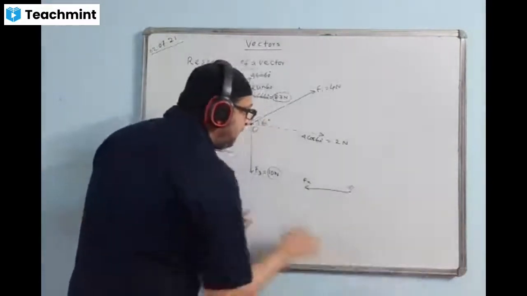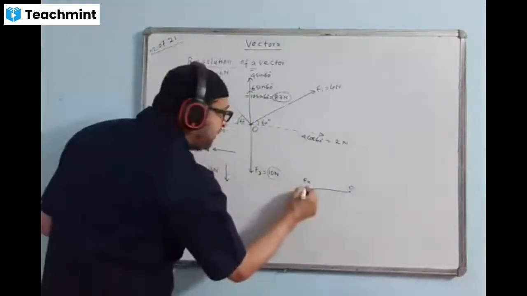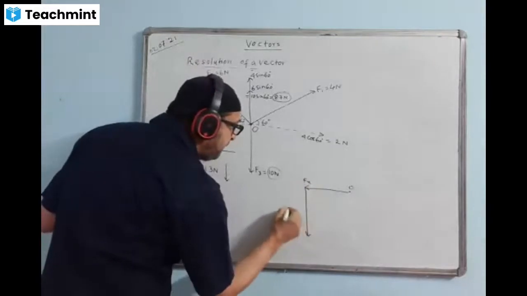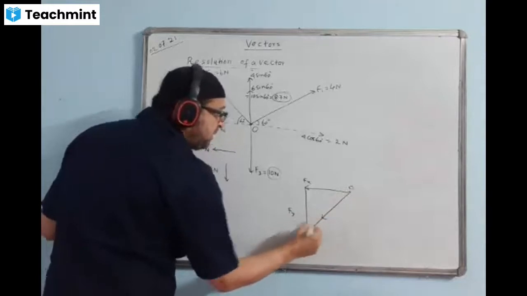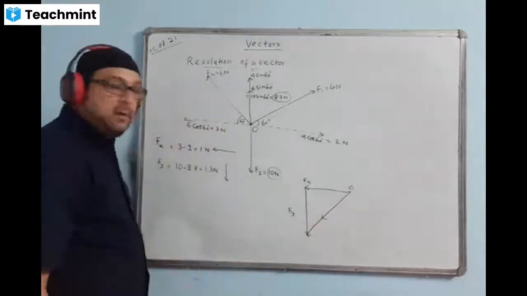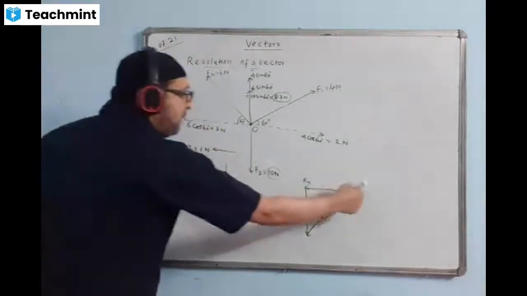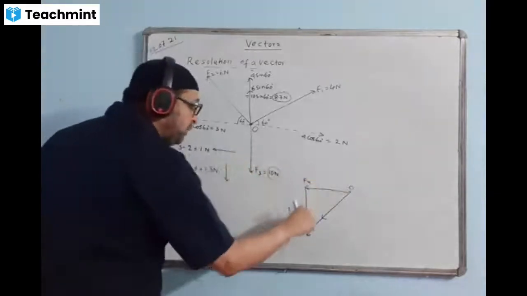Or we can continue Fx like this. This is downward. From here only you can continue Fy, and find the resultant like this. This is the resultant. Here is the resultant. You can do it like this. Fx direction is this side, so I will mark this side. This is downward here, so I will put it downward.